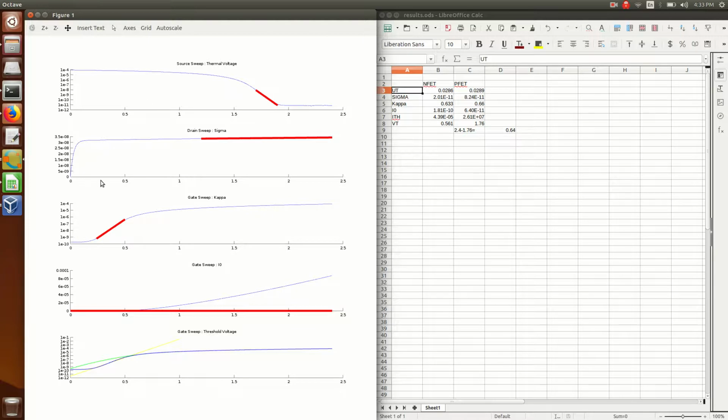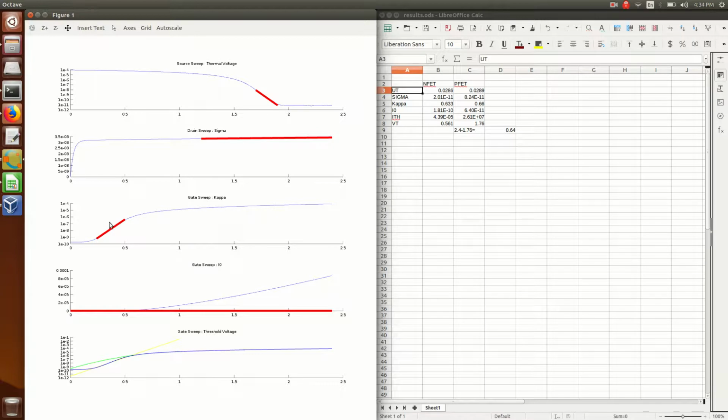From the drain sweep, once the device is in saturation, which is about 4 times the thermal voltage, about 100 millivolts, the sigma is just the value of this gradient here, and we found this to be really, really small, so all we had to do is do polyfit on that.